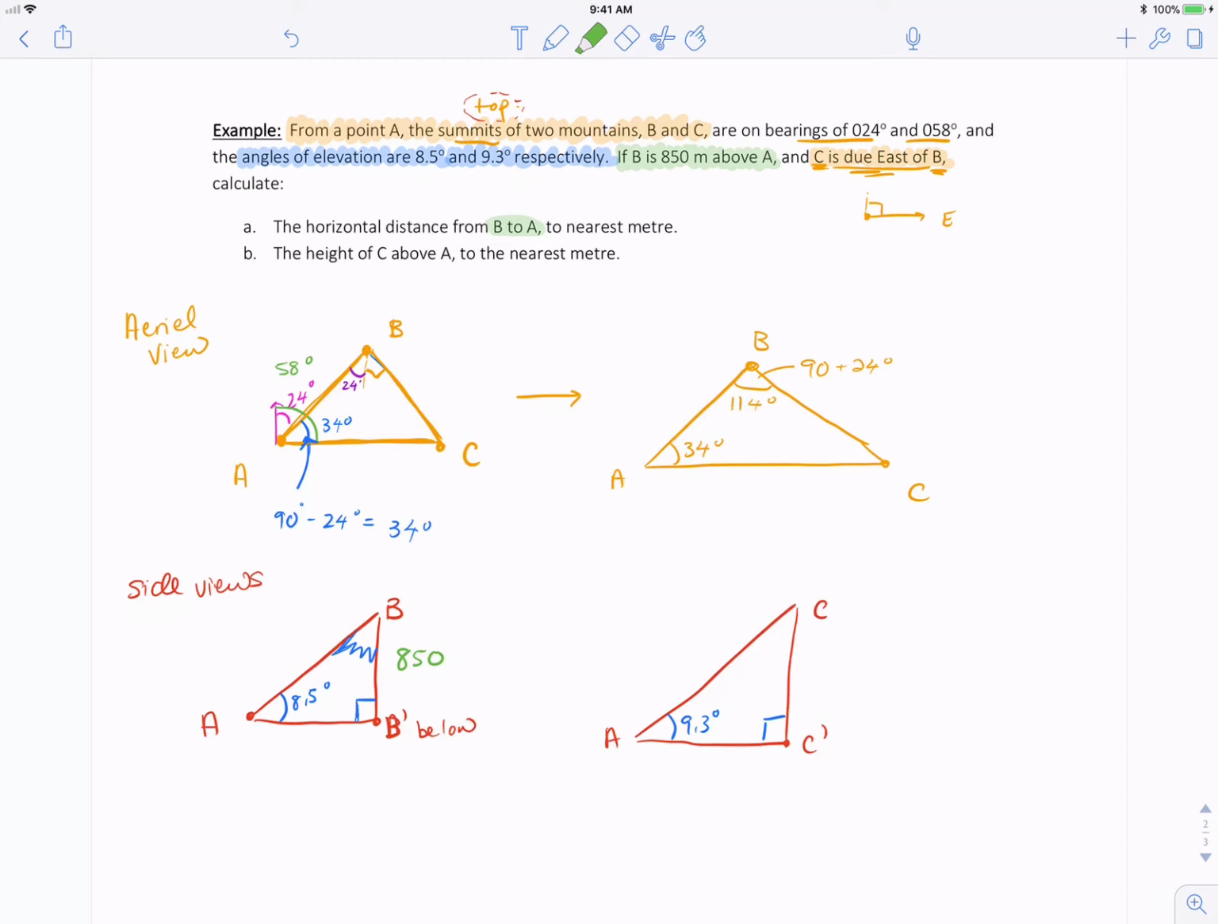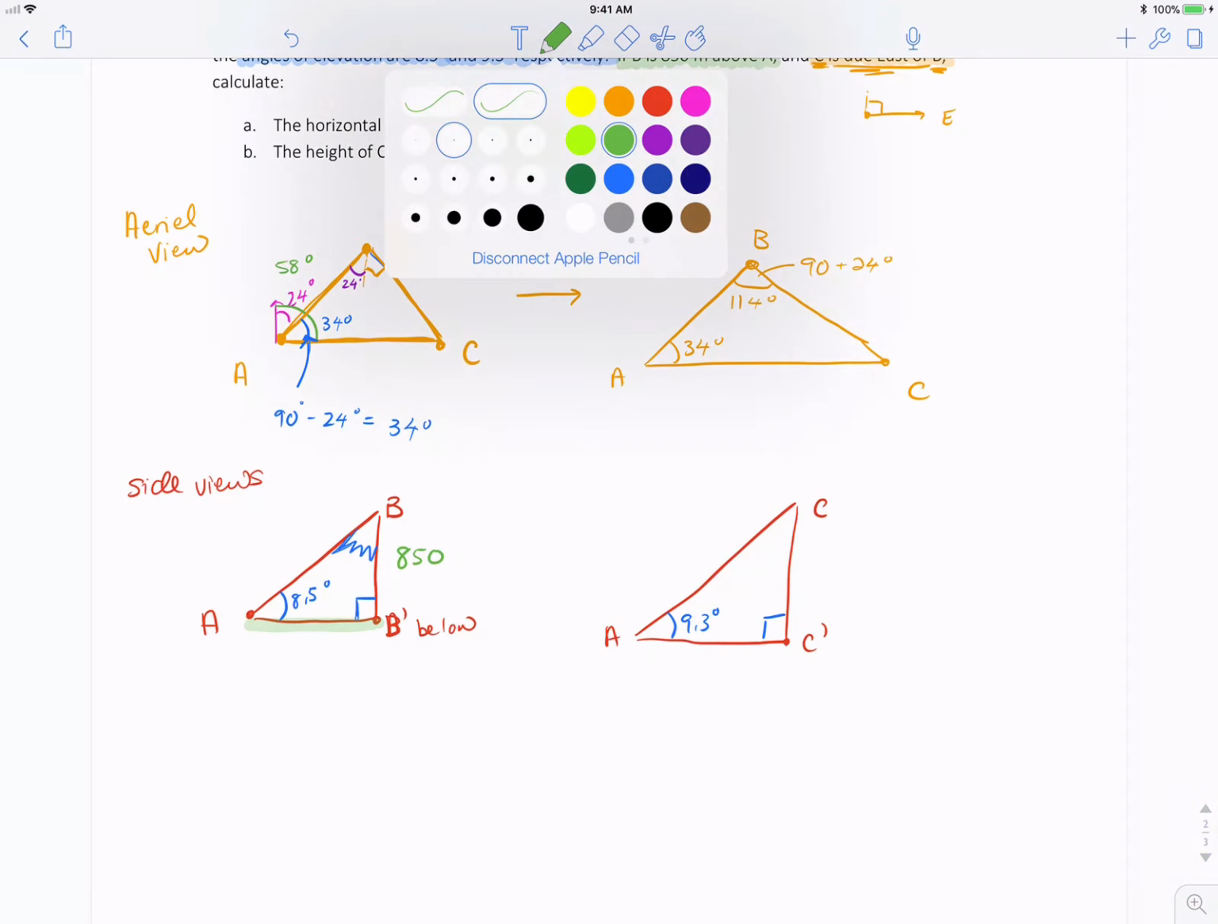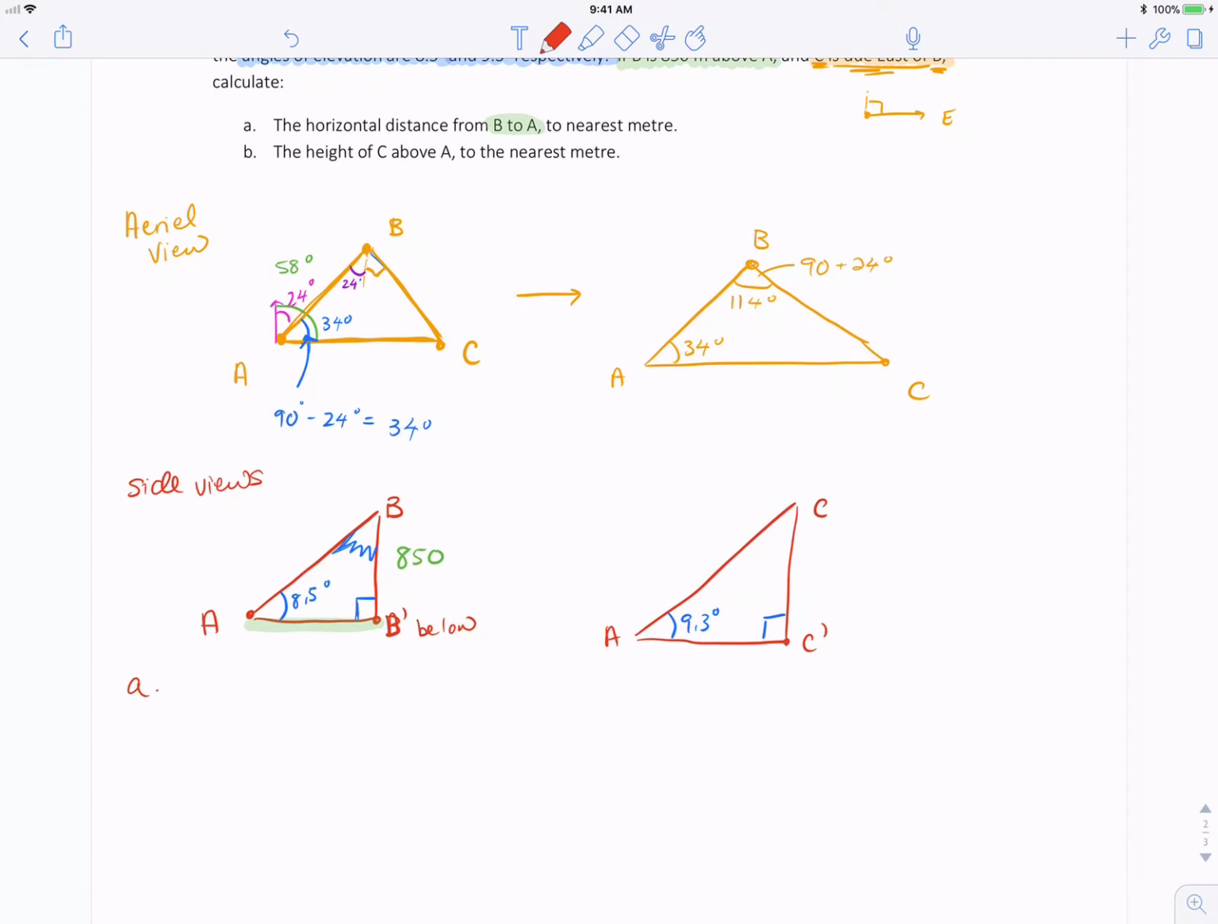So part A is asking, what is the horizontal distance from B to A to the nearest meter? I look and see what diagram is helpful. Well, horizontal distance, that's the x distance between A and B. So this side view diagram would be the most beneficial. So when solving question A, I'm solving for that length here.